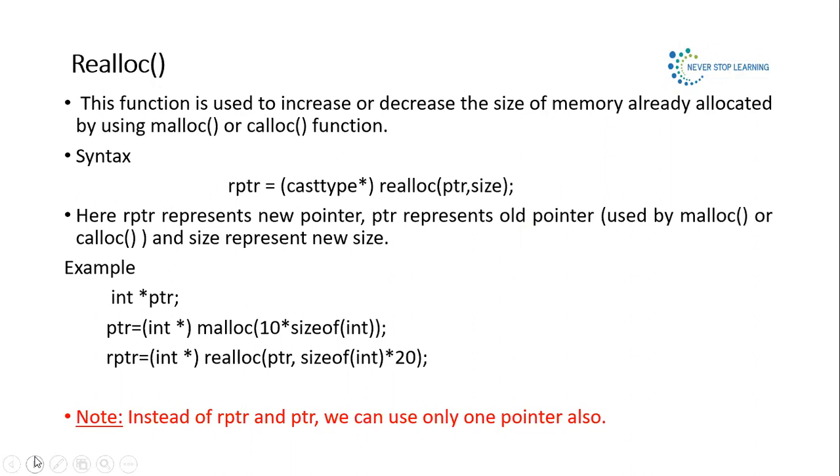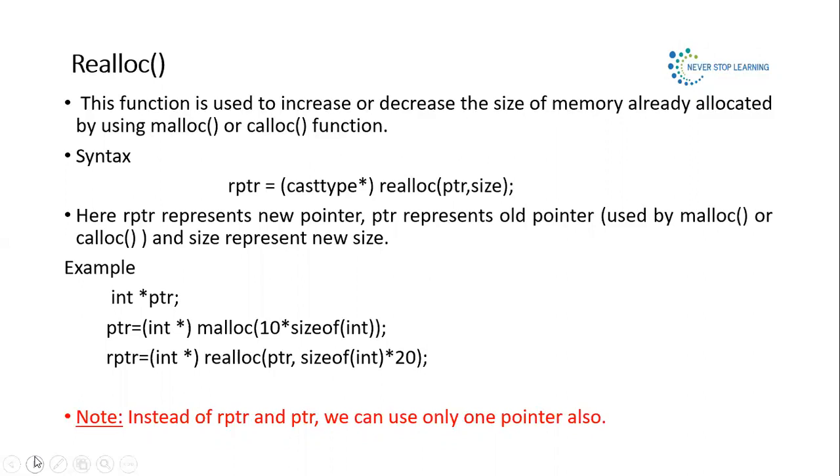This function is used to increase or decrease the size of the memory which we have already allocated using malloc or calloc. Malloc and calloc, that is memory allocation or contiguous allocation, are two dynamic memory allocation functions. After allocating the memory using malloc or calloc, if we feel it's not sufficient, or if it's more than needed and we want to decrease the size of memory, that time we can reallocate the size of memory. For that, realloc helps us.